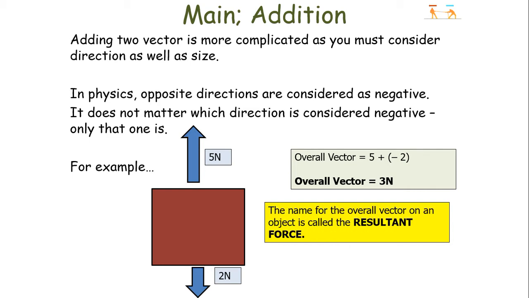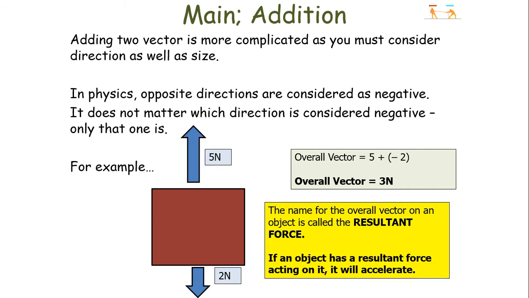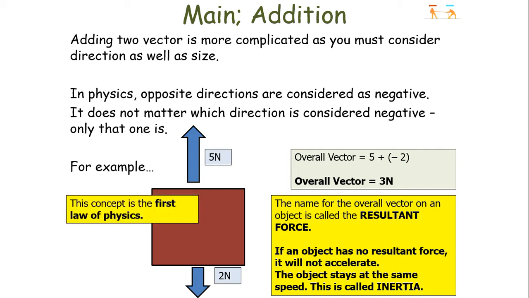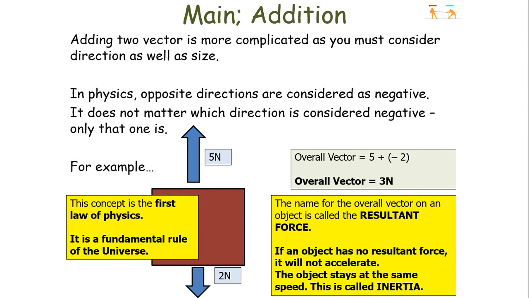Now this overall vector is sometimes called the resultant vector, and the most common example of a resultant vector is a resultant force. A resultant force will cause an object to accelerate. If an object has no resultant force acting on it, it will not accelerate. It will stay at the same speed, which is what we call in physics inertia. This is actually the first principle of Newton's laws of motion. It's Newton's first law of motion. It's a fundamental rule of the universe.